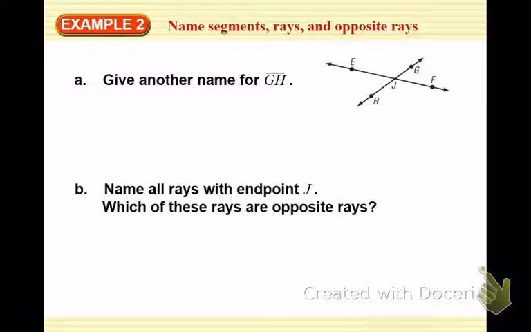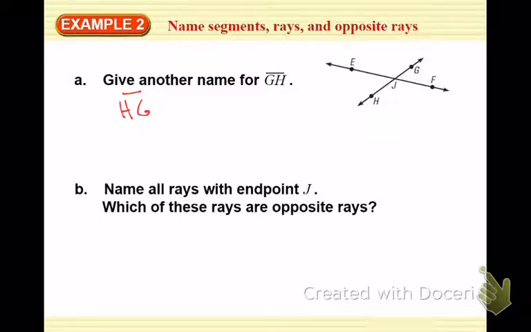Okay, so we're going to give another name for segment GH. The only way we can do this is to turn this around and make this HG. There's no other way to name a segment, not like a line where there's an infinite number of ways to name it, and even a ray has more than a couple.